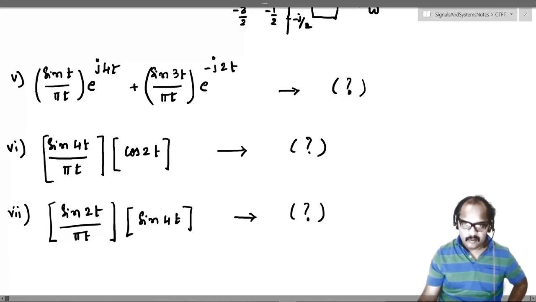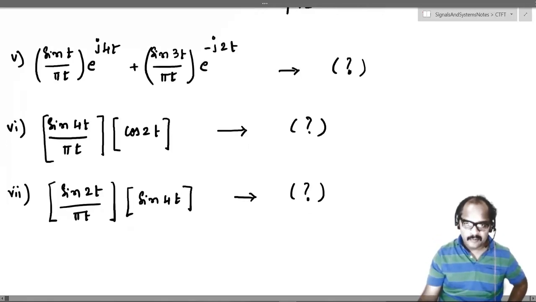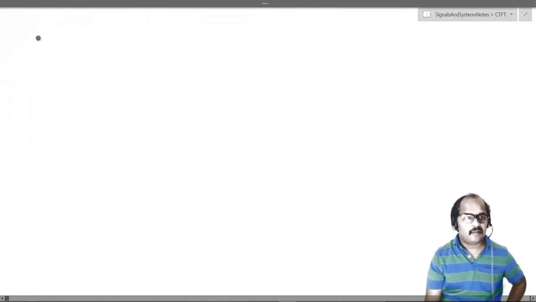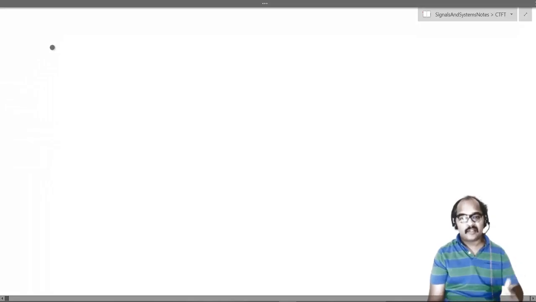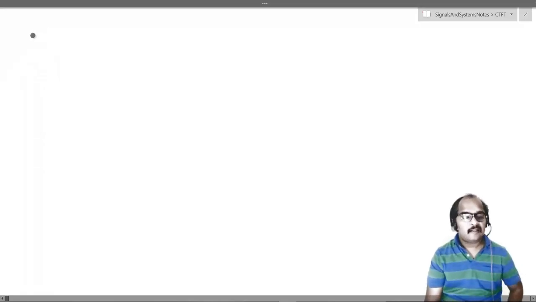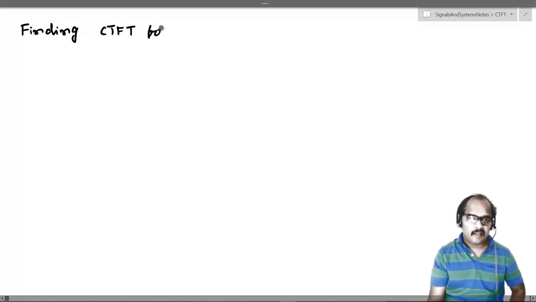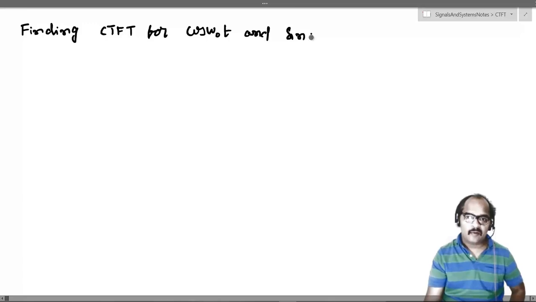Before we go to the next property, let me write down what happens to the Fourier transform. I want to find the Fourier transform of just cos omega naught t and sin omega naught t. So that I will write down: finding CTFT for cos omega naught t and sin omega naught t. Let us try to find out.